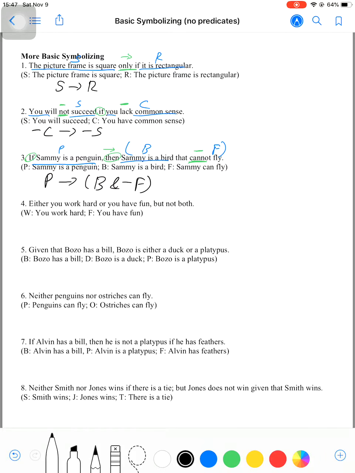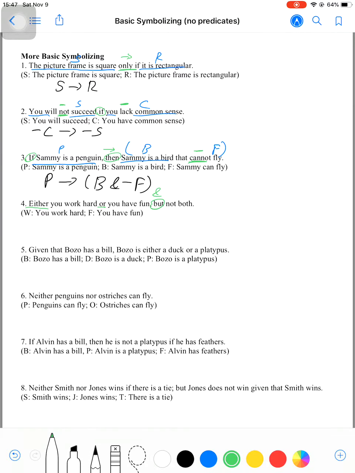So either you work hard or you have fun, but not both. The not both here is going to refer to something else that we write down, and it's just going to be referential. It's not going to be repeating everything that already happened, but we just have to understand that by not both, we mean either you work hard or you have fun, and you don't both work hard and have fun. You'll see this in a second.